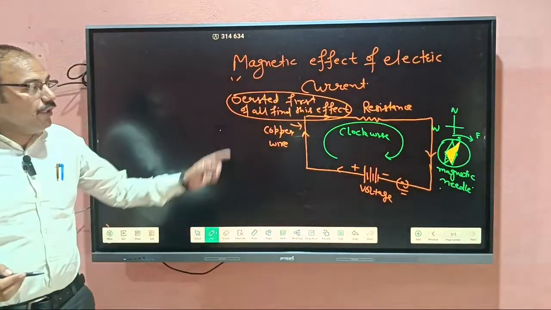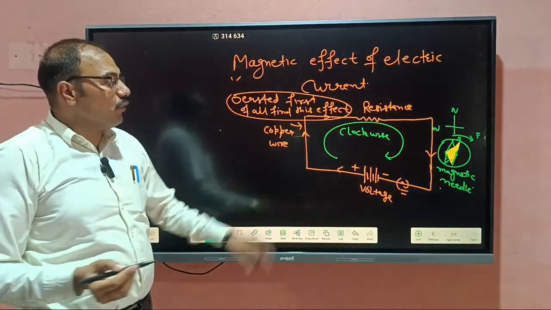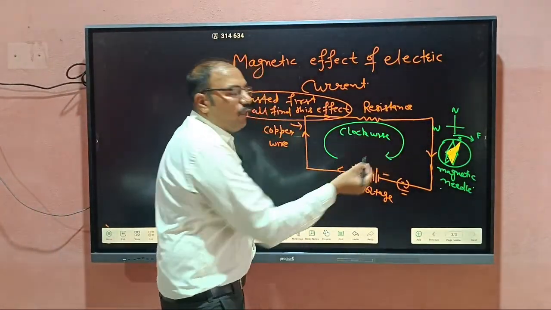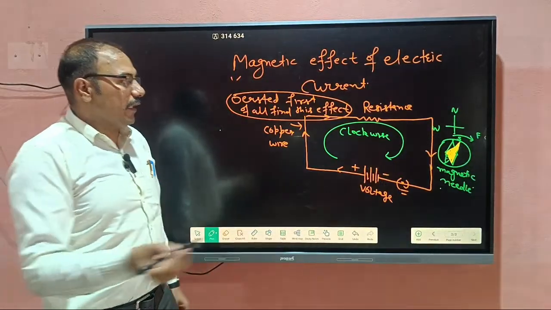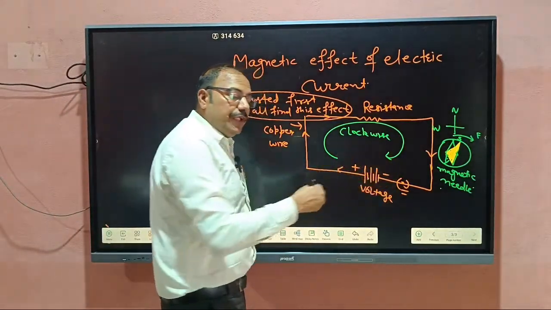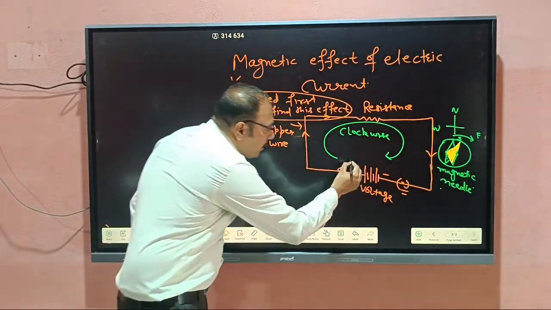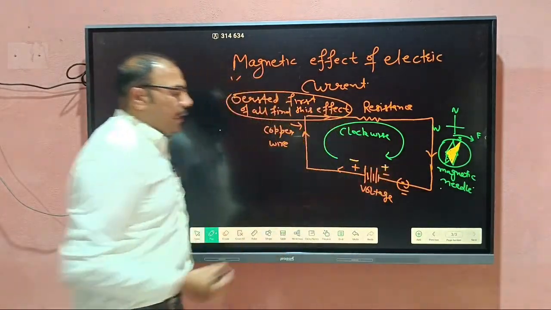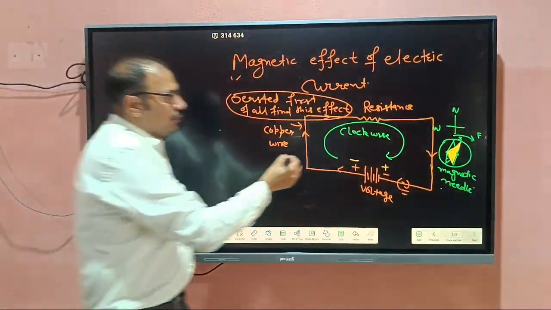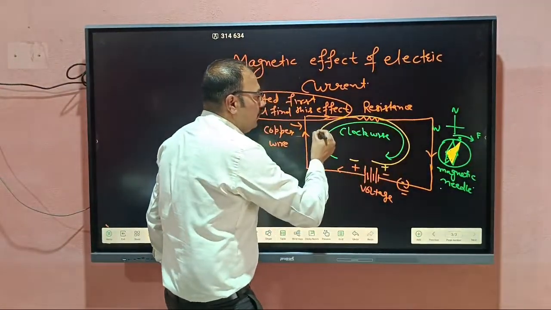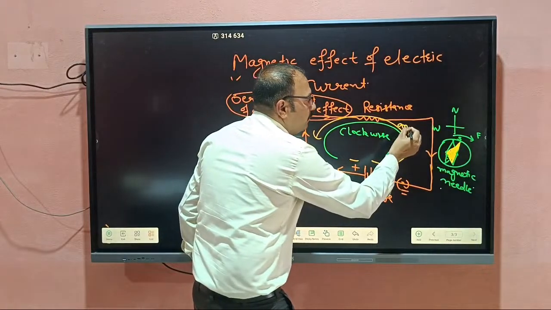And second, if we change the direction of an electric current, for example, how to change the direction of electric current? Change the polarity of the battery. So this becomes negative and this becomes positive. So what happened? The direction of the electric current changes. So what is the direction of the current? This. So this is anti-clockwise.